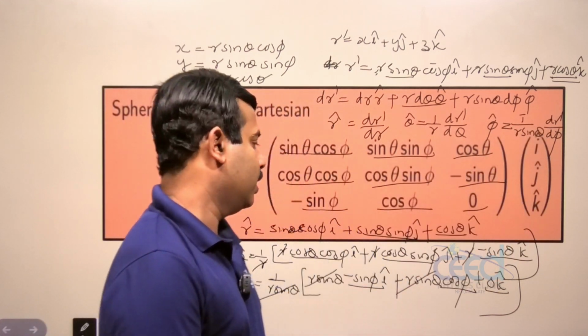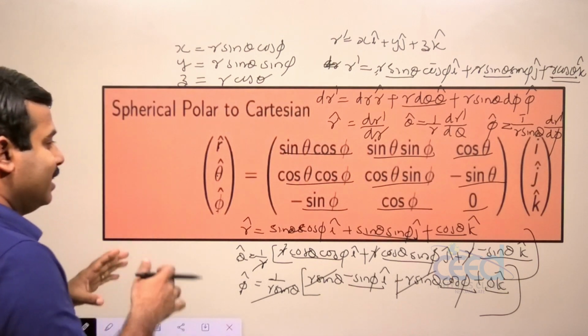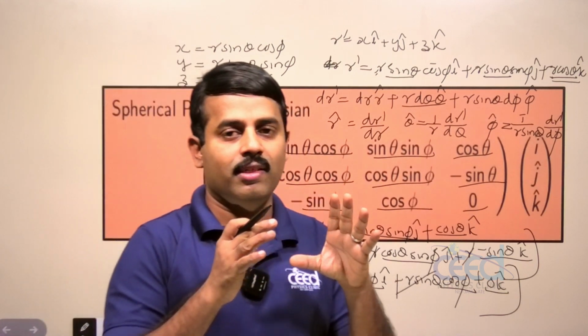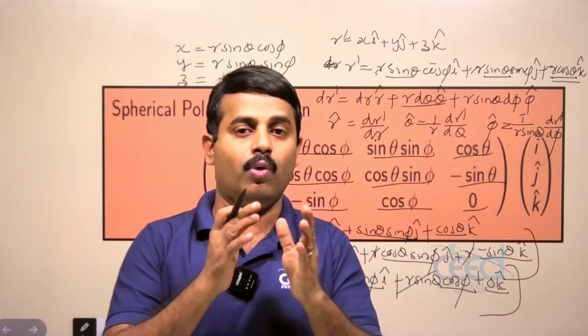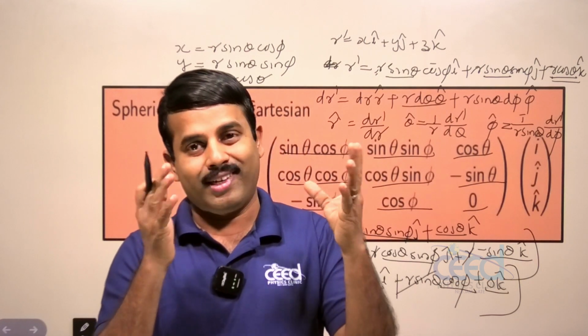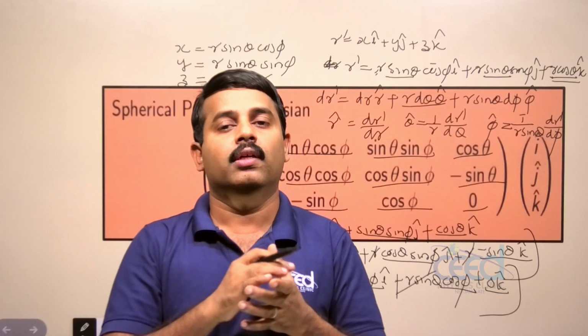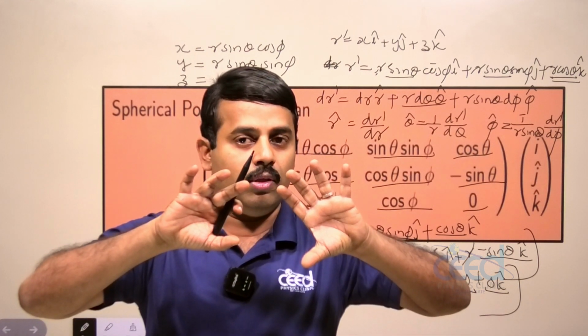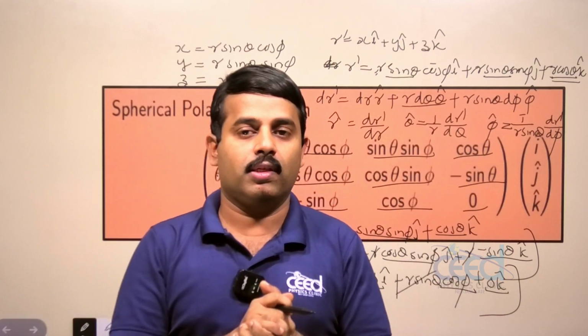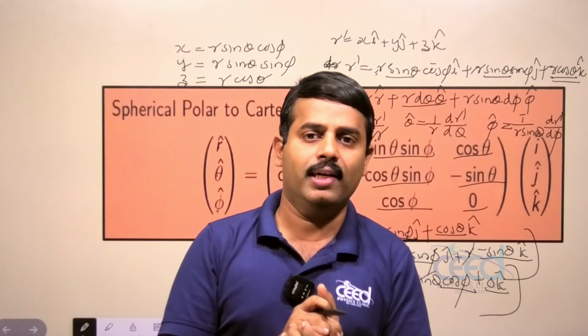So this unit vector matrix representation is very important when we do rotation matrices, rotation of frames and everything in classical dynamics, quantum mechanics and so on.